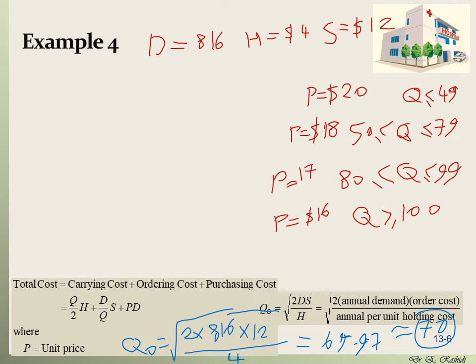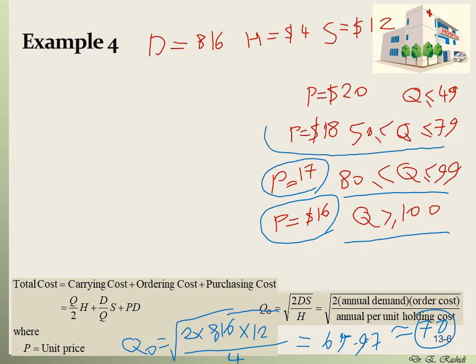Now we need to check whether this quantity is at the lowest price range. Is it? The lowest price range is $16 and for quantities greater than 100. This quantity is not at the lowest price range. It's not even at the second lowest price range. For that, it needs to be between 80 and 99. This quantity is actually at the third price range here, at $18.